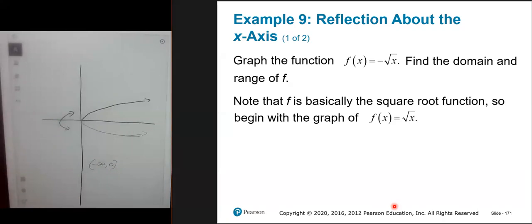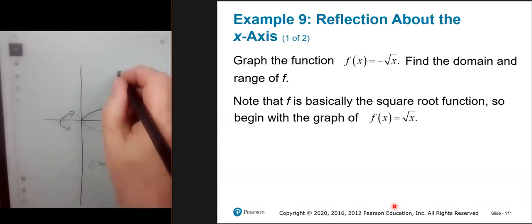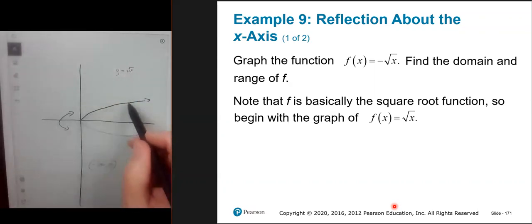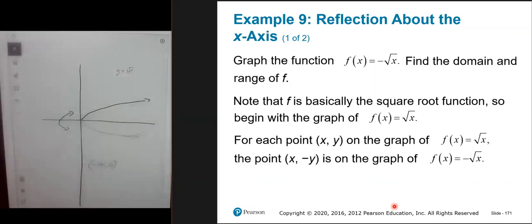So f is basically the square root function. So we start with, I think they meant to say y equals the square root of x. And so that would be this thing. And then you just change the sign on the y values. So for each point x, y on the graph of f of x equals the square root of x, the point x, negative y is on the graph of f of x equals the negative square root of x. So I'm just changing my y values of the parent function.